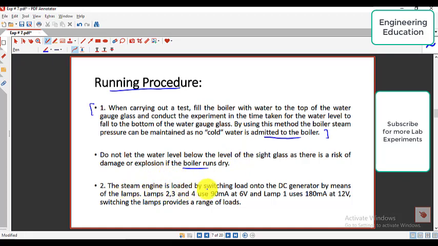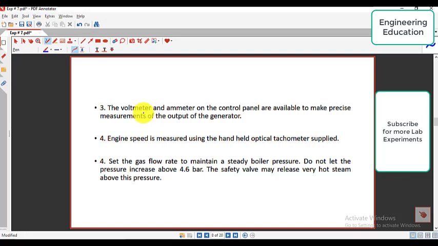The steam engine is loaded by switching load onto the DC generator by means of the lamps. Lamps 2, 3 and 4 use 90 mA at 6 volt and lamp 1 uses 180 mA at 12 volt. Switching the lamps provides a range of loads. The voltmeter and ammeter on the control panel are available to make precise measurements of output of the generator. Engine speed is measured using the handheld optical tachometer.